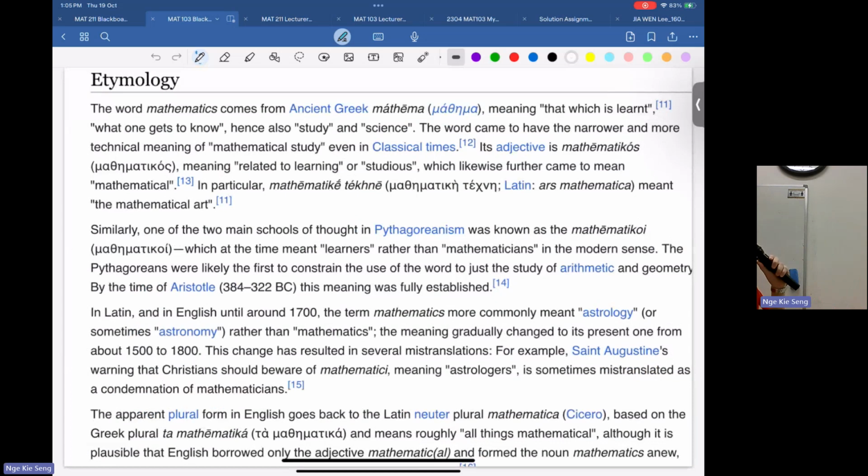Okay, I added this slide here. The word mathematics comes from a root word from Greek called mathema, which means that which is learned, what one gets to know. So mathematics really means study. If you don't like study, probably you don't like mathematics. It's the desire to learn, desire to study, that drives you to do maths. Otherwise, you really feel very tortured or tired when you do maths. It's a desire to study, desire to learn, that makes you love maths.